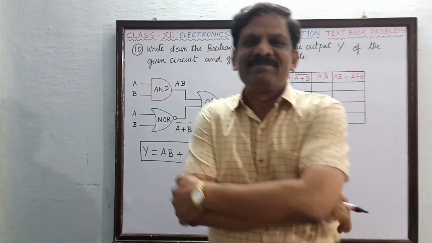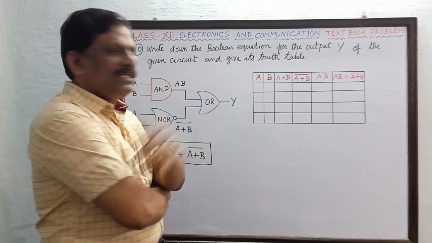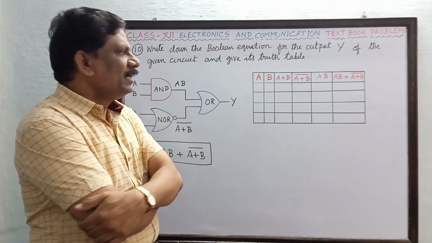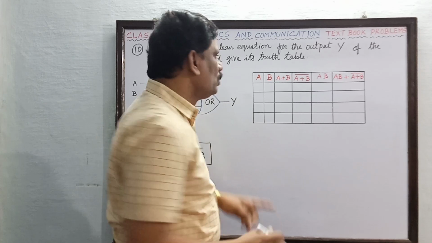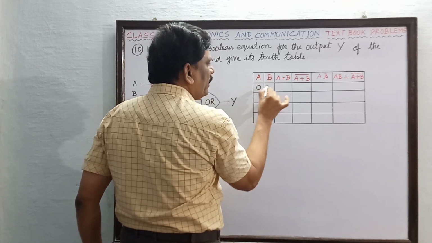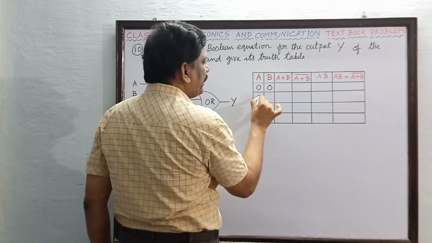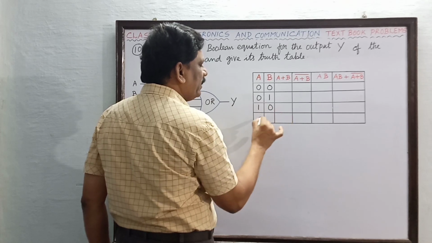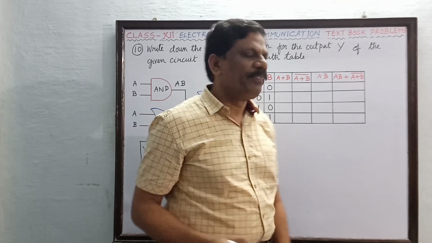Have you understood? Now we also must verify this in the truth table. I am going to form a truth table, and as I have instructed many times, the 2 given inputs must always be in ascending order. So A and B must start from 0, 0. Next one is 0 and 1. Next is 1 and 0. The final combination is 1 and 1.